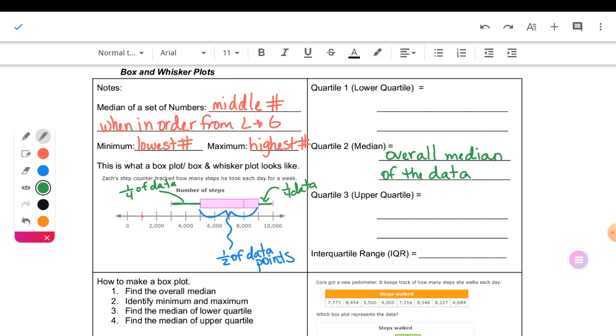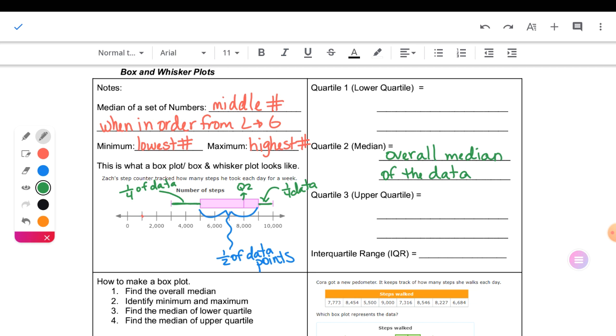Okay, and it is the middle line of the box. So I'm going to go right here, and I want you to label that Q2, quartile 2. It's always that middle line of the box. And notice, is it in the middle of the box? No. Because it depends on where his steps were. It's just the median of all of the data. It's just a number smack dab in the middle of all of his data.